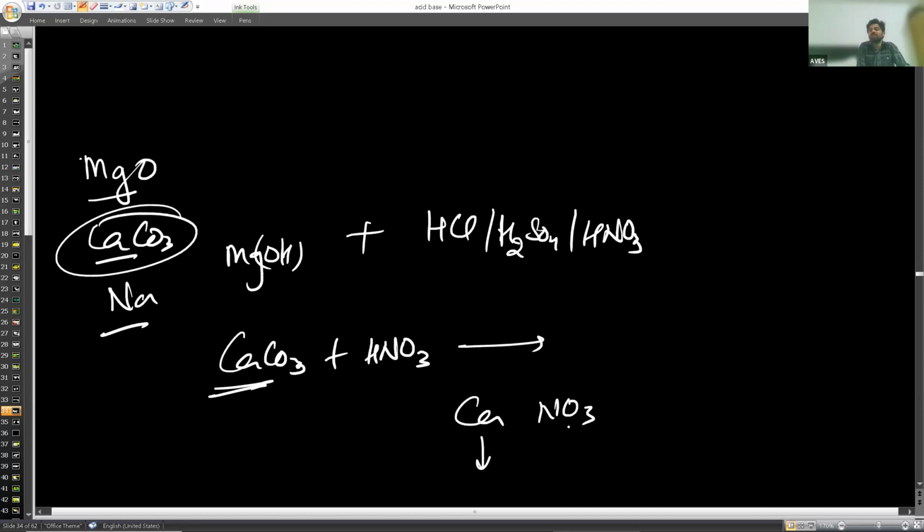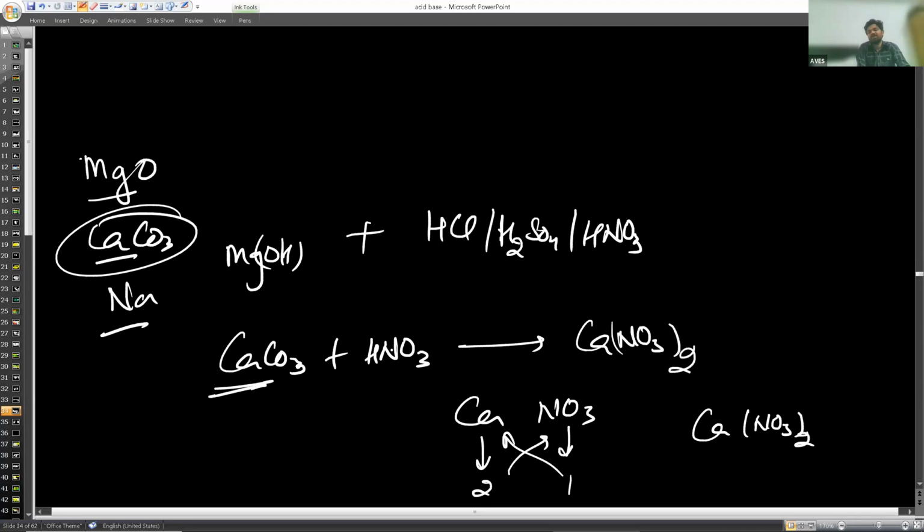If it is having 2, write down 2, write down here 1, and then make the formula Ca, sorry, Ca(NO3)2. NO3 whole twice. So we'll get Ca(NO3)2, and then write the equation accordingly. You make the salt, then you know this is a metal carbonate reacting with an acid, so it must give you salt plus carbon dioxide plus water. So do it accordingly. That's very simple. You understood now?